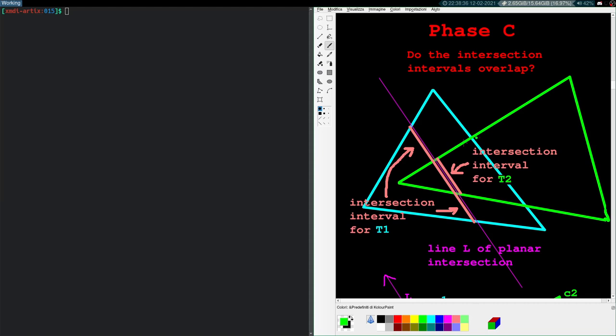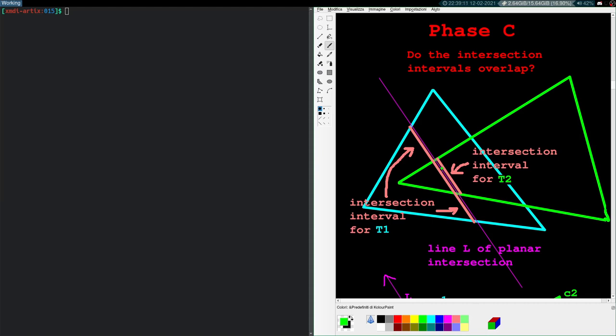And the planes of triangle T1 and T2 intersect in this line L in pink. Now, where triangle T1 intersects L, which is guaranteed because L is defined by the planes of triangle T1 and T2, you have some interval here shown in this salmon color. And where triangle T2 crosses L, you have this interval in this salmon color.